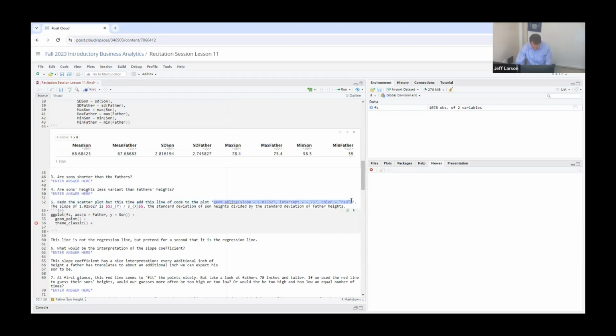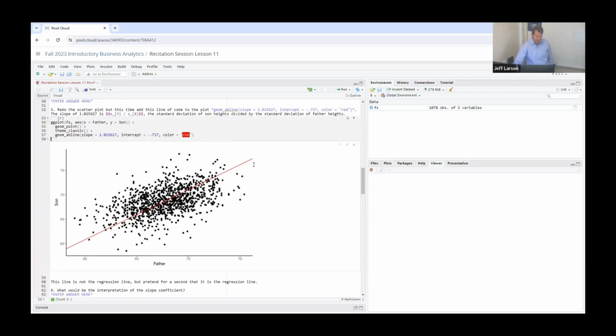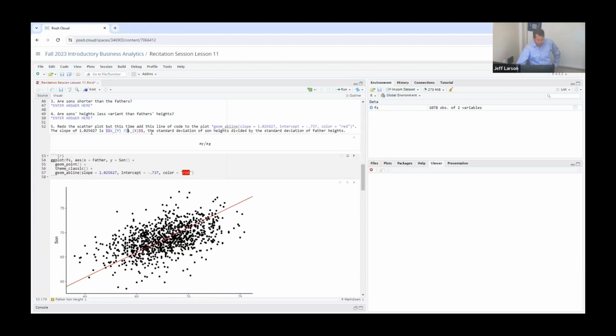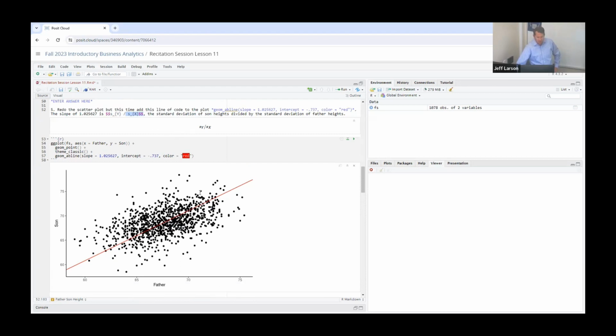So this geom_abline, to give you a little bit of context for how this code works, geom_abline adds a line to this plot, and I tell you I want the slope to be 1.025627, and I want the intercept to be negative 0.737. So with an intercept and slope, we can draw a line, and then I just made it red. If we take a look at this line, that line kind of seems to fit, right? The slope of that line is the standard deviation of y over the standard deviation of x. The standard deviations of x and y are basically the same, that's how much variance there is in the sons' and fathers' heights. So it's a slope of 1, okay?